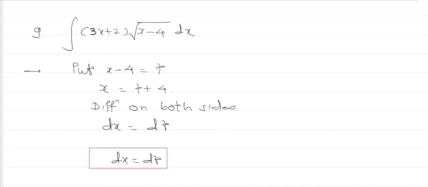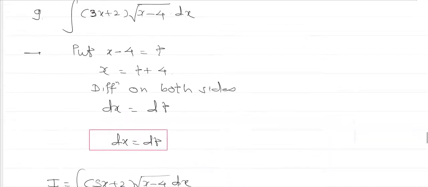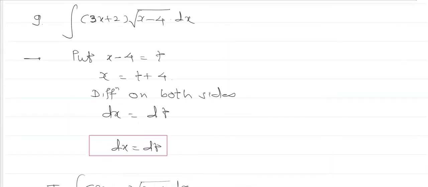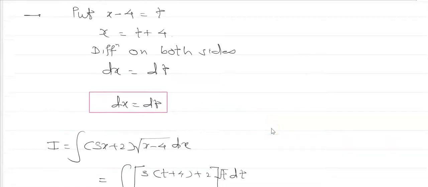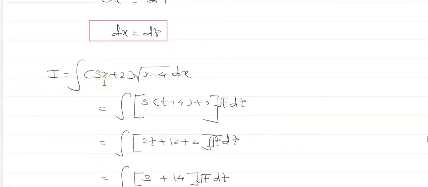Now differentiate on both sides. Therefore, dx is equal to the derivative of x is dx, and of t is dt, and of 4 is 0. Therefore, dx = dt. Now here we will replace the value of x. x is replaced by t + 4. Here is the root of t. Therefore, integral, here we will replace x by t + 4.